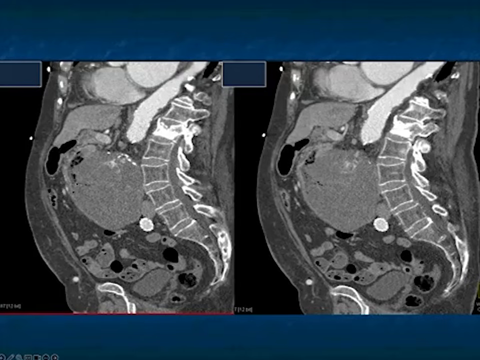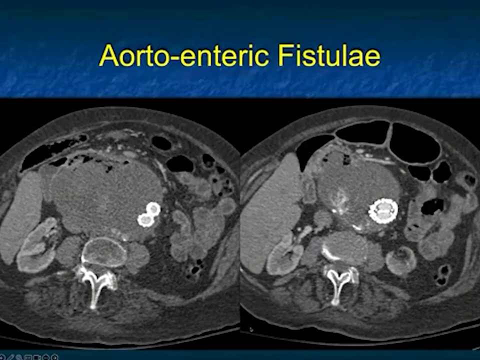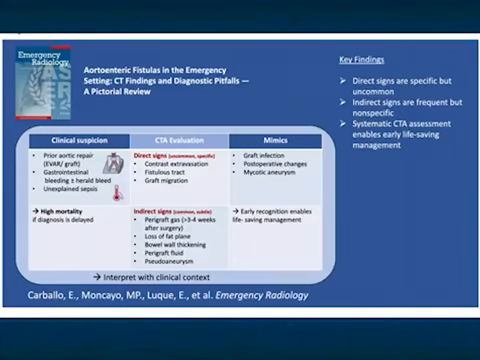And when you start seeing those air bubbles and you see the duodenum draped, your diagnosis is indeed made of aortoenteric fistula. There was recently a nice article about this in Emergency Radiology. You may see contrast extravasation, the fistula's tracked with the air. Again, you can see air in a graft for a few weeks perhaps, but not this late. And again, the bowel wall thickening in the classic location.